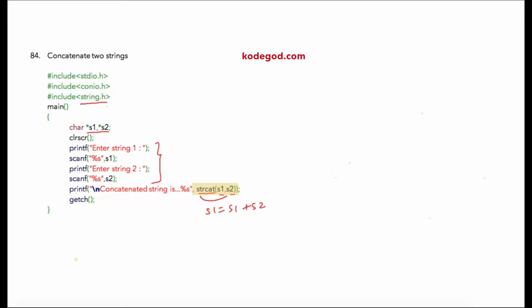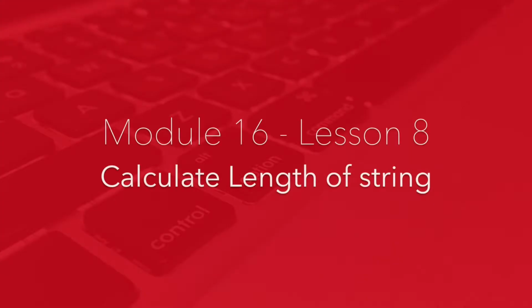So the contents of s2 will be appended at the end of s1, which will give us a concatenated string, and that concatenated string is printed instead of %s. So our final result would be concatenated string is %s, and %s will be replaced with the result of strcat.